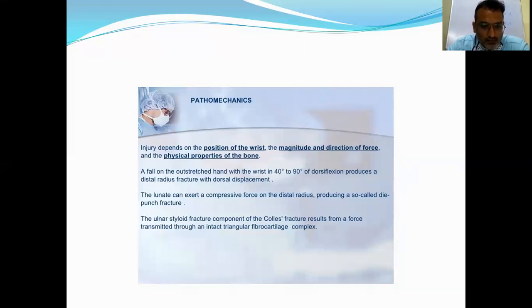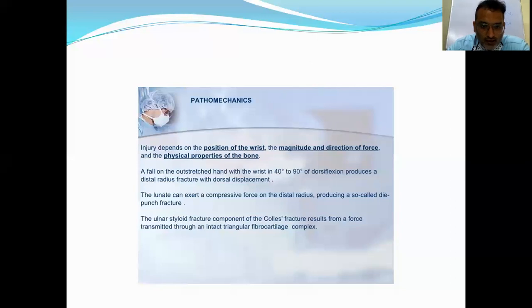The lunate can exert a compressive force on the distal radius, producing a so-called die punch fracture. So if you fall on an outstretched hand with the wrist taking direct impact on the ground, the lunate can exert a punch force on the distal radius. So it is called a die punch fracture.